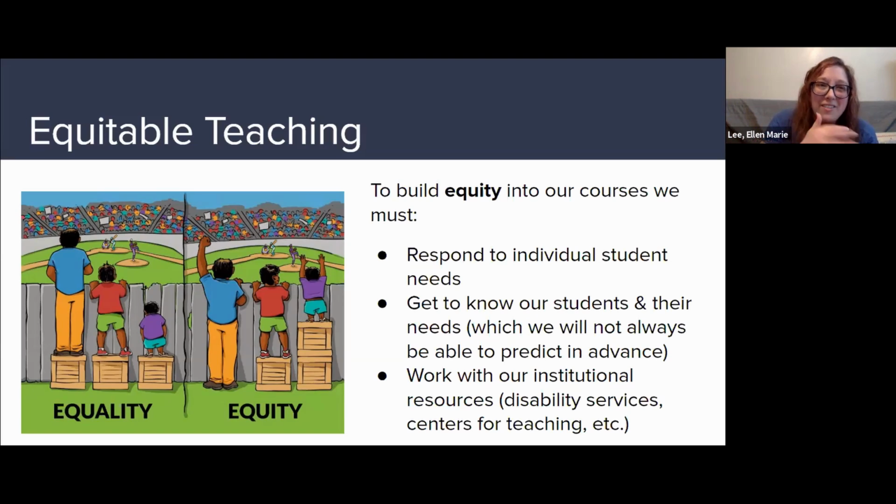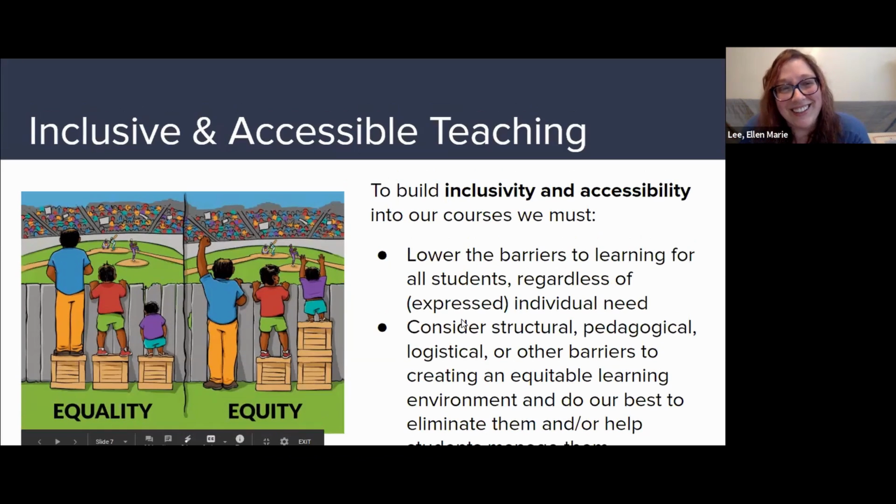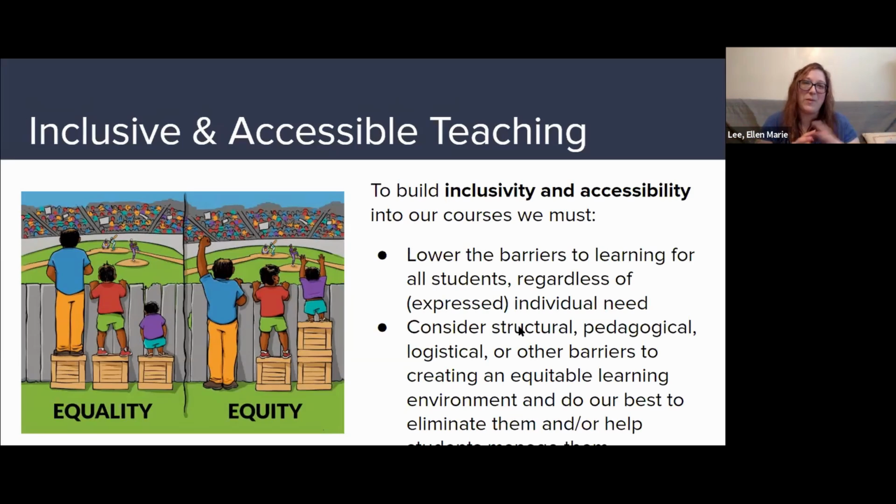So the way I kind of think about categorizing it is, building equity in our course is really important. Responding to individual student needs is really important, and the failure to respond to individual student needs is something that we should avoid at all costs. On the other hand, we can think about this as approaching equity, inclusivity and accessibility from the other side: building inclusivity and accessibility into our courses by trying to lower the barriers to learning for all students, regardless of their individual need.